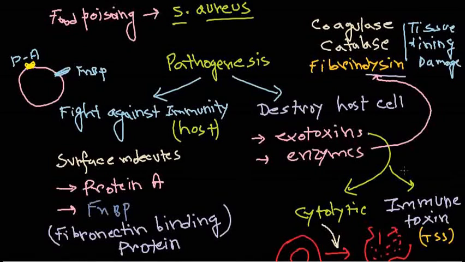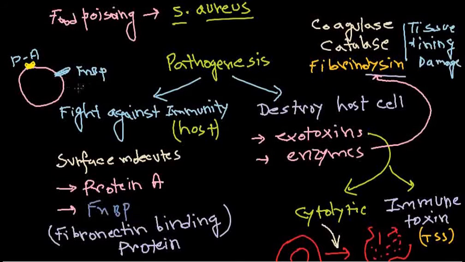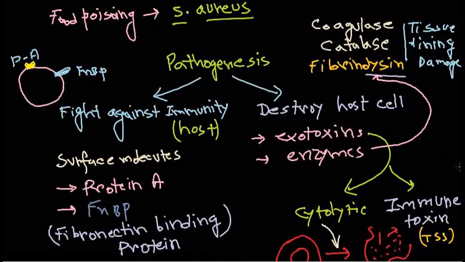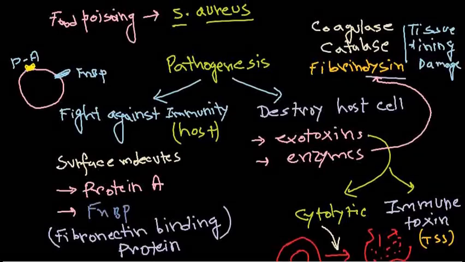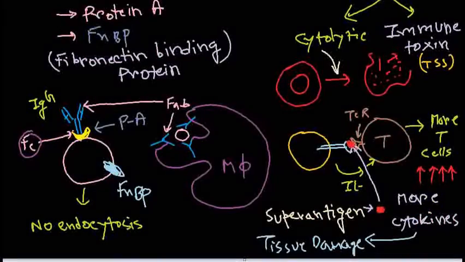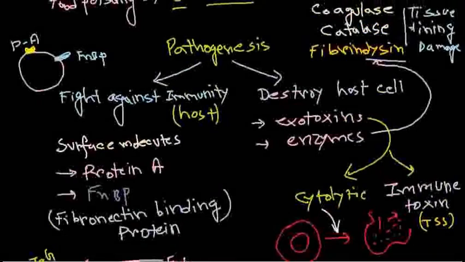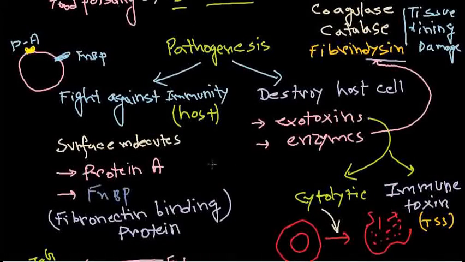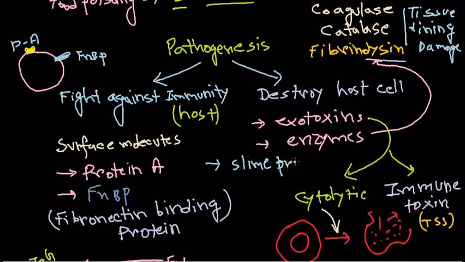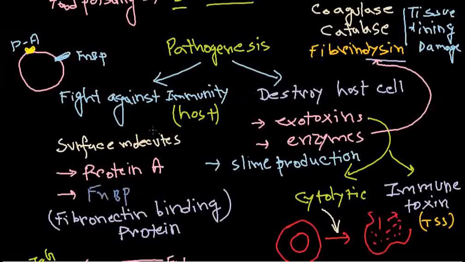Okay, and another important thing secreted by the Staphylococcus species is slime production. Now, why is slime production important? Let me write it here. This is another kind. Slime production, because the slime that they produce will help them escape phagocytosis. So you escape the phagocytosis. Actually, Staphylococcus epidermidis produces this slime.